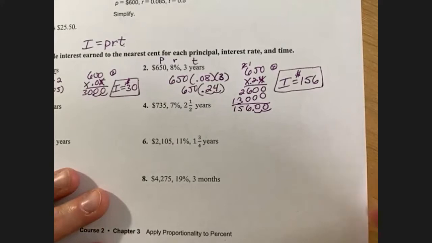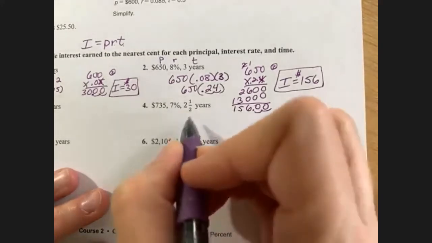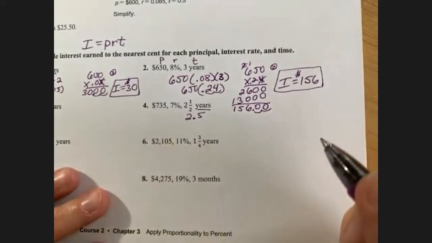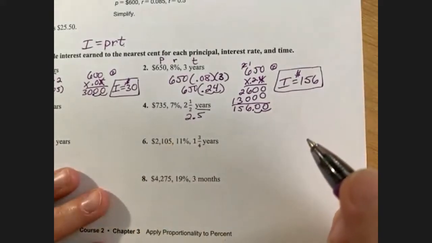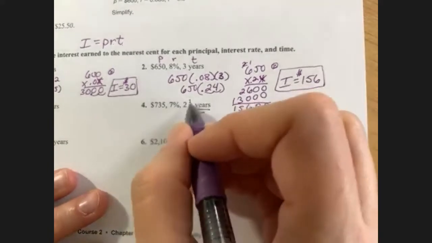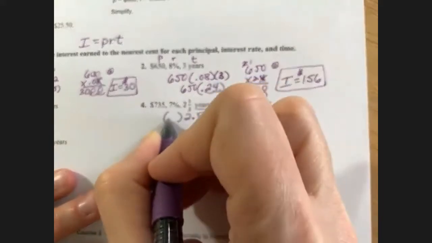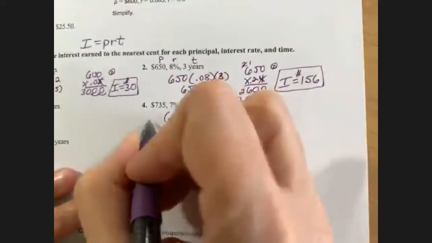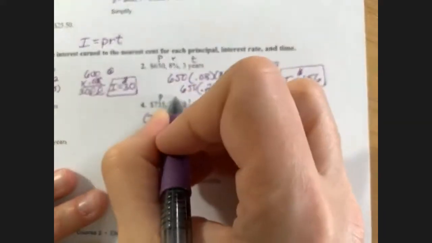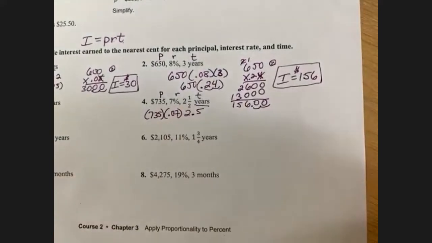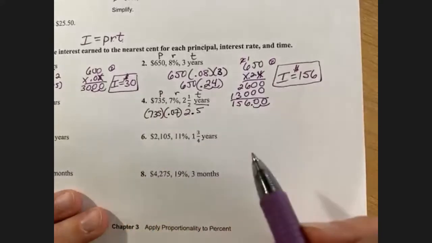Let's go ahead and go down to 2.5 years. So if you know this is 2.5, as long as it's in years, you're going to be multiplying by 2.5. Don't use the fraction. It's not as easy as the decimal. And then I'm going to multiply it by 0.07, and I'm going to multiply by 735. So this is principal times rate times time, PRT. And I just multiply those three. I'm not going to go through the math right now. I'm just setting this up, okay?